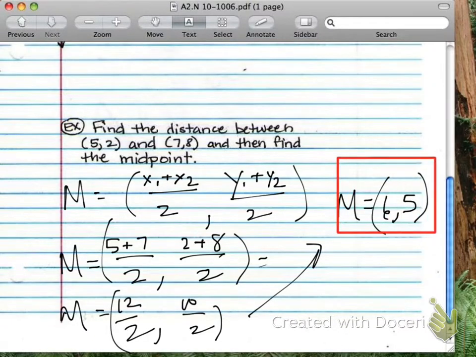I only said that half an hour ago. Is your door locked? No. All right, any questions? All right, homework. 10-1, all.